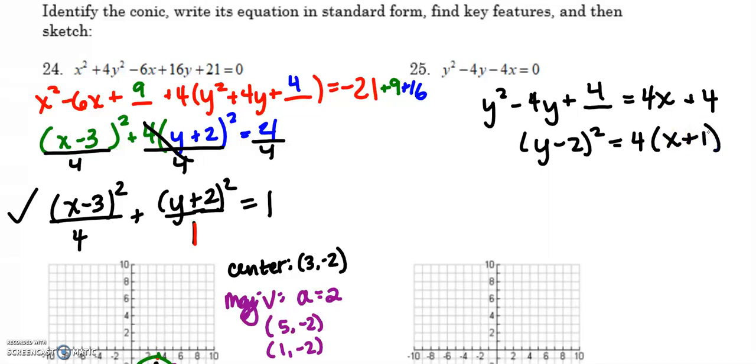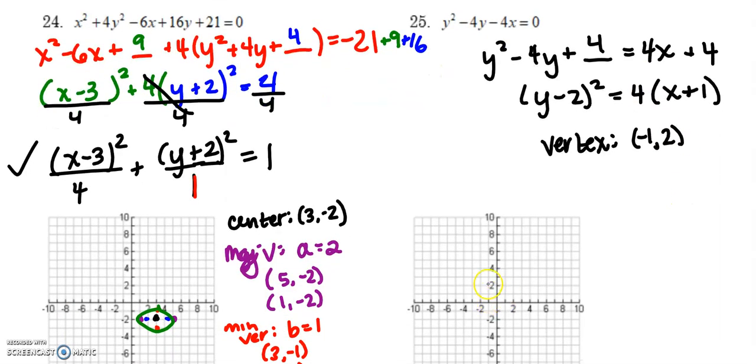So key features or things to identify is the fact that we are opening to the right because we have a positive y squared. So I'm going to find my vertex first. Vertex is going to be my h and k, so negative 1, comma 2. Then I've got to find my p value, so 4p is equal to this leading coefficient. So 4p is equal to 4, which means that p is equal to 1.